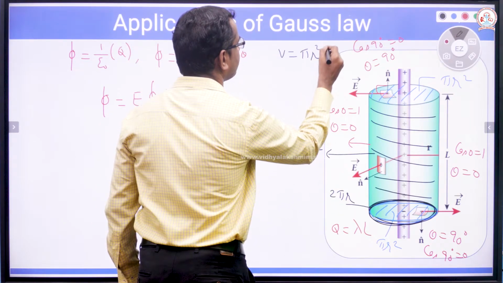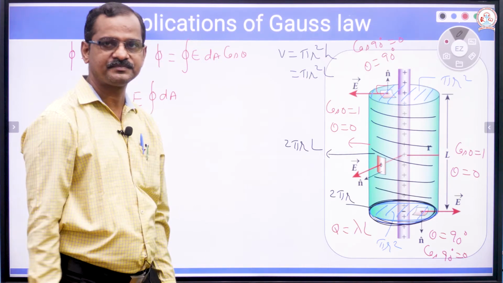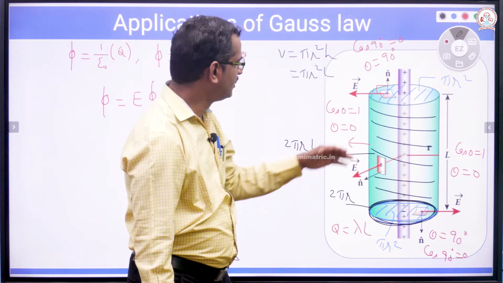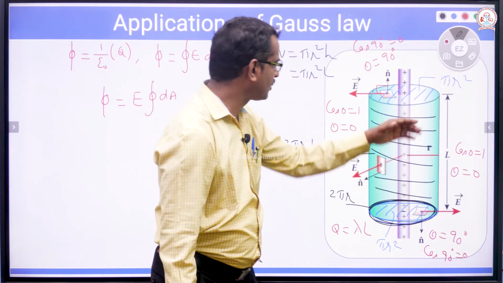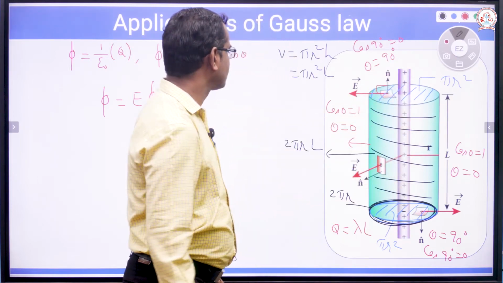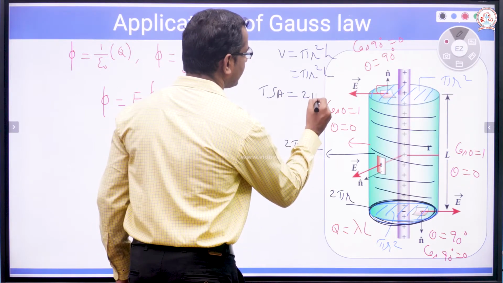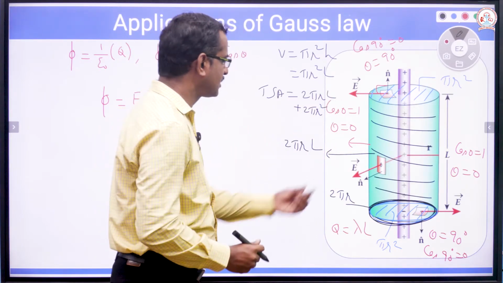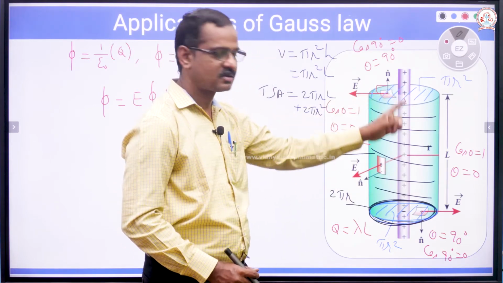Volume of a cylinder is pi r square h. In this case, pi r square L. This 2 pi rL is only the curved surface area. If you want to find out the total area of the cylinder, then what we have to do is add pi r square and pi r square to the curved surface area. So the total surface area will be equal to 2 pi rL plus 2 pi r square. That is the curved surface area, 2 pi rL, and one pi r square is here and another pi r square is here. Both must be added.